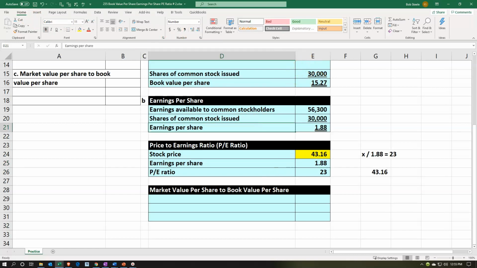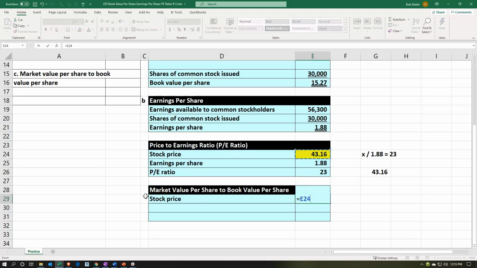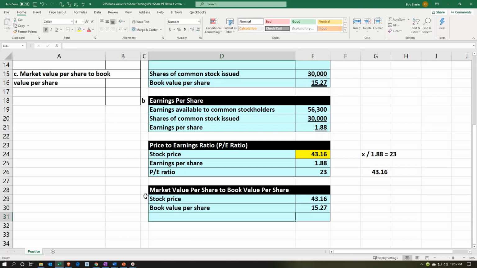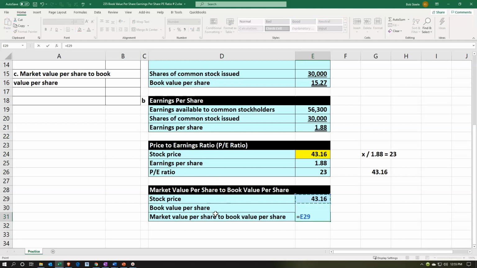Okay, so then we're going to get our market value per share to book value per share. So let's bring down our stock price as the market price, which we have now calculated to be 43.16. And then we've got the book value per share, which we calculated up here to be the 15 up top. So we'll pick that up, and that'll give us the market value per share to the book value per share, which will be here. We're going to say this will be equal to 43.16 divided by 15.27 about, and that's going to be the 2.83.